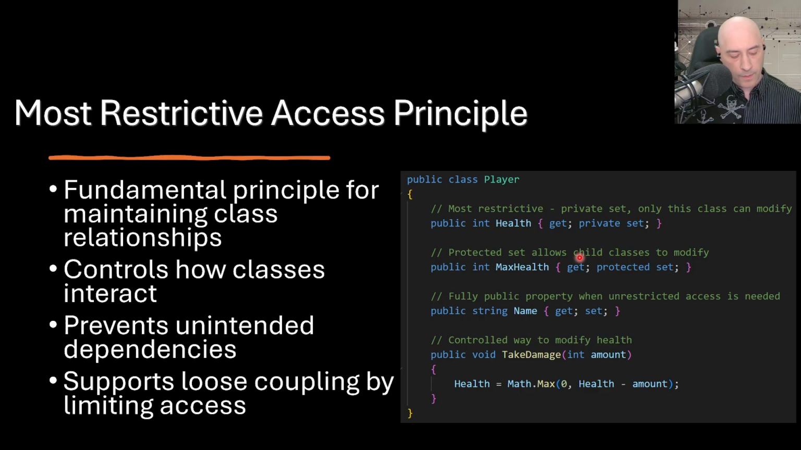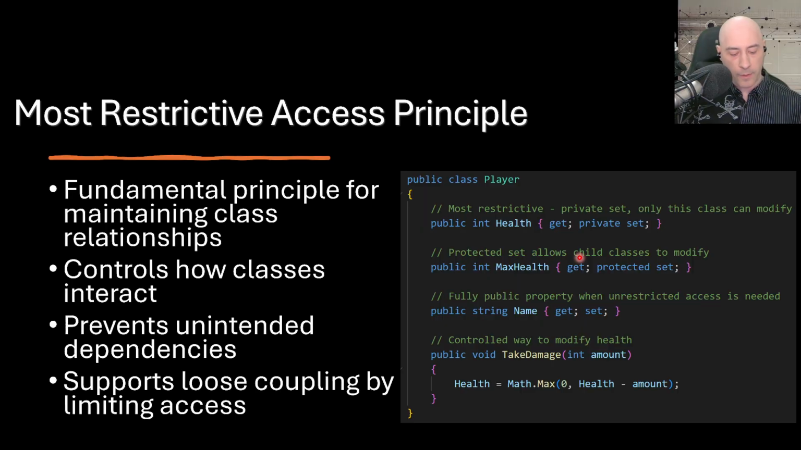Now let's go into the most restrictive access principle. This is another key guideline for maintaining class relationships. The principle states that you should always start with the most restrictive access level possible for class members, only making them more accessible when absolutely necessary.